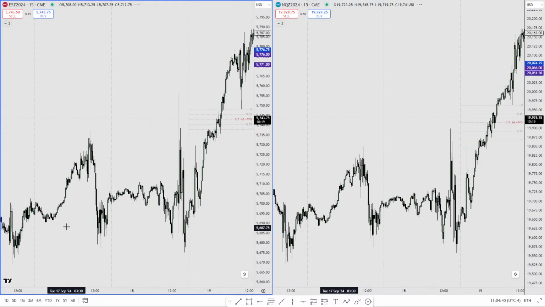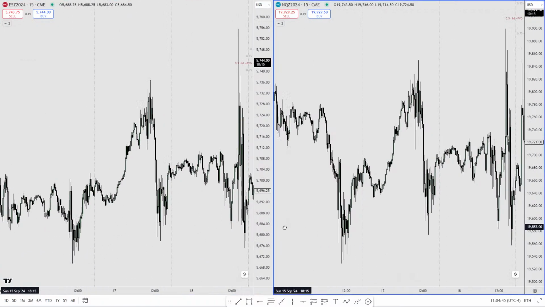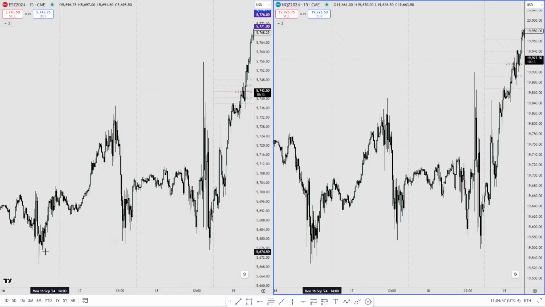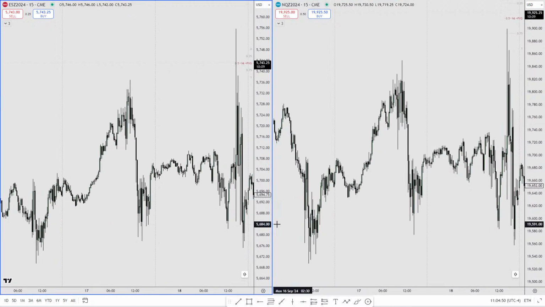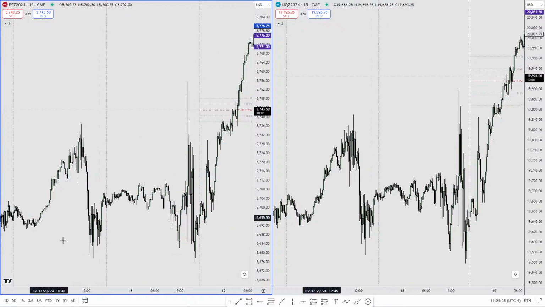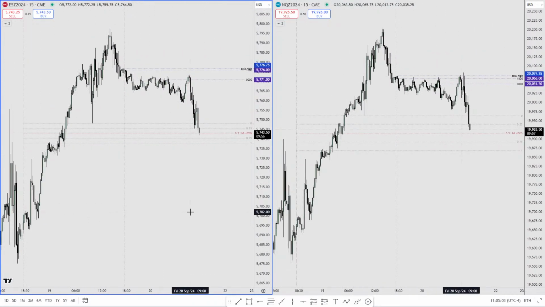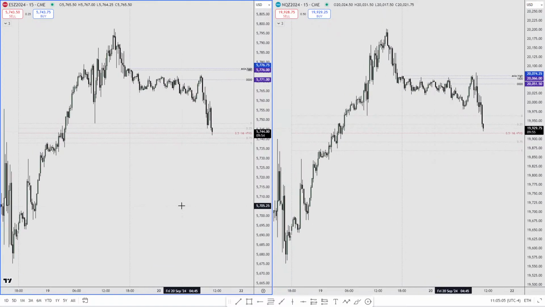If you take a look at these lows, we did not even take out Monday's low for both ES and NQ, which is quite frustrating because I was waiting for that to happen, right? Then you would have the swing trade model. When you take out Monday's low and then reverse higher, wow, that would be the best. You'll be able to capture the weekly range. But anyways, here we are.